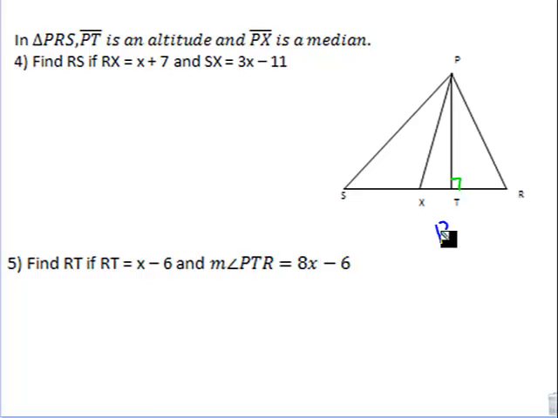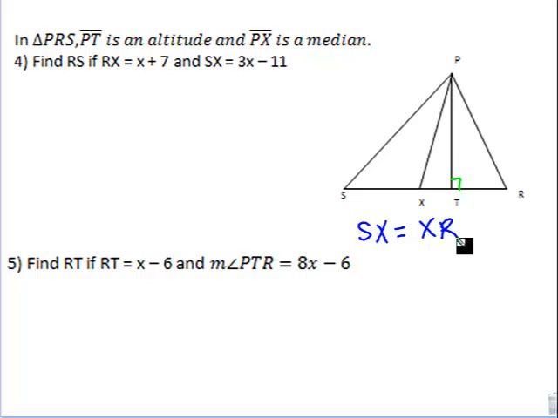So here it's essential that you understand what the word median means and what the word altitude means so that you can label your diagram correctly. Okay, so once again, PX is a median, so that means X is the midpoint of that side. So since X is the midpoint, that means SX has to equal XR.